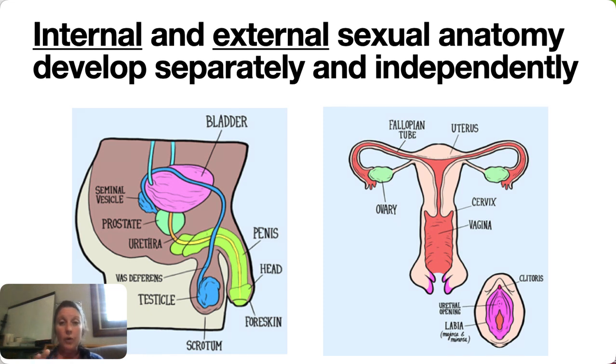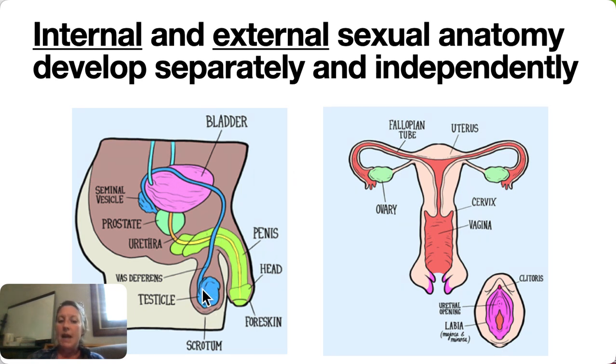Now, I'm about to go through some slides that talk about where these structures come from. Since we haven't done the adult anatomy yet, I want to give you a sense of what I mean by internal and external anatomy. All right, let's start with the male.